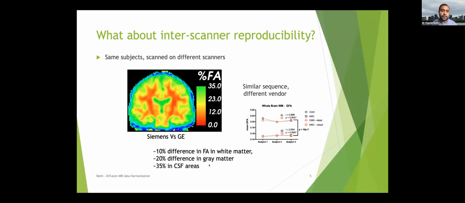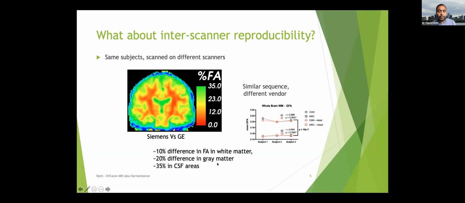Between scanners, here is an example of the same subject scanned on 2 different scanners, Siemens versus GE, and you can see the percentage change in FA. You see at least a 10% difference in FA in the white matter, 20% in the gray matter, and more in the CSF. While we don't care so much about the CSF, it is a significant effect, 10%, 20% at least. And this is the same subject.